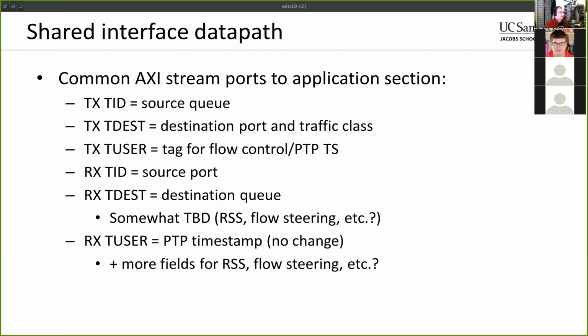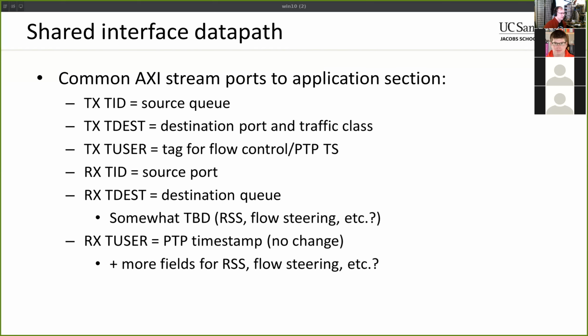On the receive side, the TID will carry the source port, and the TDEST, I'm thinking, is going to carry the destination queue. So if you wanted to do some sort of a flow steering thing in the application section, then you could compute the destination queue that you wanted, put that in TDEST. But I'm thinking that's probably not going to be quite sufficient, because the RSS module is going to sit on the data path side. So that will handle the packet after it goes through the application section in the receive direction. So we'll have to have some way of informing the RSS logic to use the TDEST instead of computing a new destination queue.